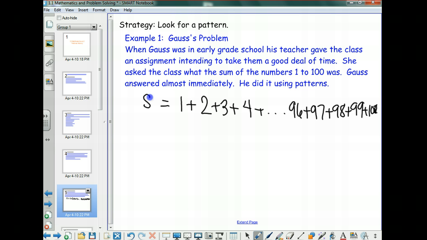That's a 0. Okay, so we're going to add these numbers in. Okay, so we could do that. I mean, we could add the numbers in order, and we could take as long as the teacher wanted us to, but that would take a while. So here's what Gauss did.